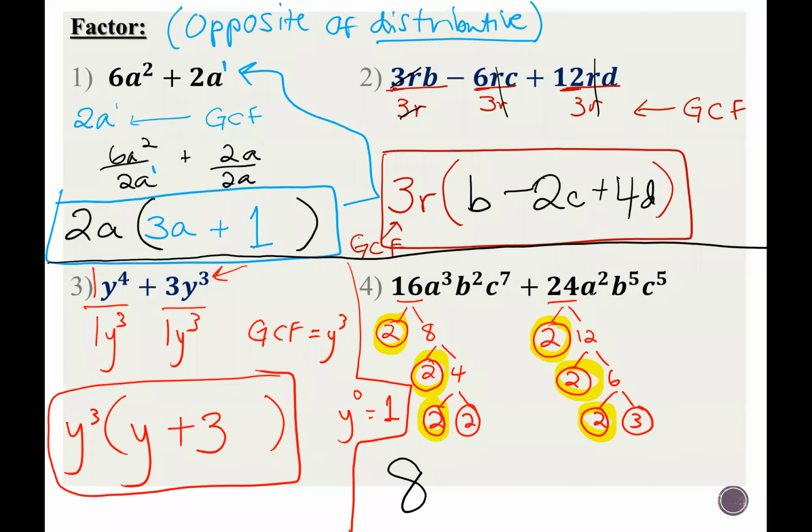Now we'll focus on the variables. Let's look at the a next. A to the 3rd, a squared. Whichever one is smallest, that's what we're going to bring out to the side here. So that would be the 2 exponent. Same idea with the b variables, b squared or b to the 5th. Let's bring out the b squared again because that has the smaller exponent. And finally, with the c to the 7th versus the c to the 5th, the smaller exponent is c to the 5th.